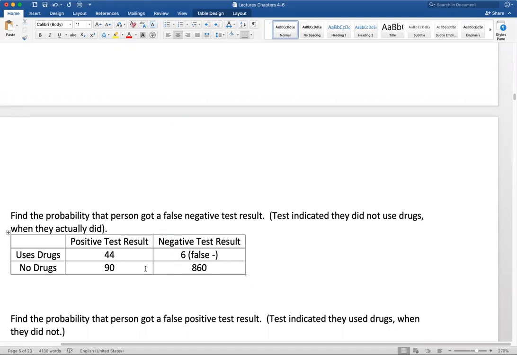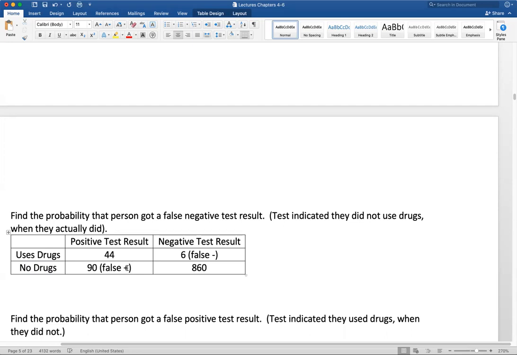What about this one, 90 students, 90 persons? These persons don't use drugs, but got a positive test result. So this is what? A first positive test result.